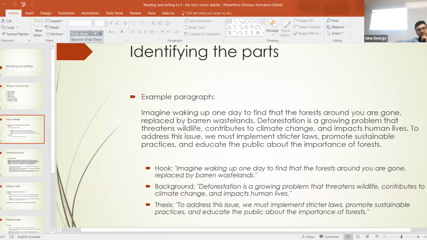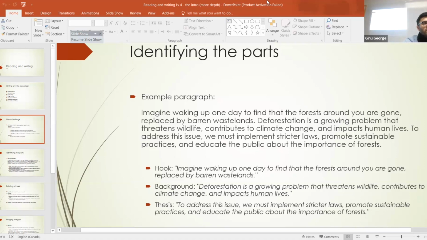Imagine waking up one day to find that the forests around you are gone, replaced by barren wastelands. Deforestation is a growing problem that threatens wildlife, contributes to climate change, and impacts human lives. To address this issue, we must implement stricter laws, promote sustainable practices, and educate the public about the importance of forests. Okay, that's an intro, pretty good intro.